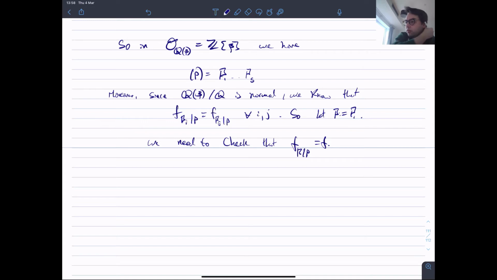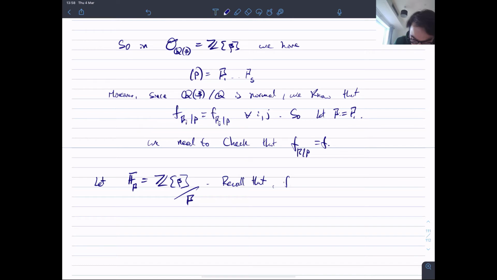Cool. So remember, f is a multiplicative order. So let's start on this. I'm going to do some more notation. I'm going to let the residue field be Z[beta] mod P. Go back and look at the definitions of residue fields if you're confused. Recall that by definition this degree is going to be the degree of the residue field over F_p, the base field.